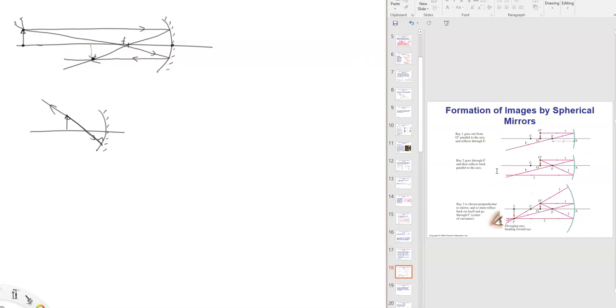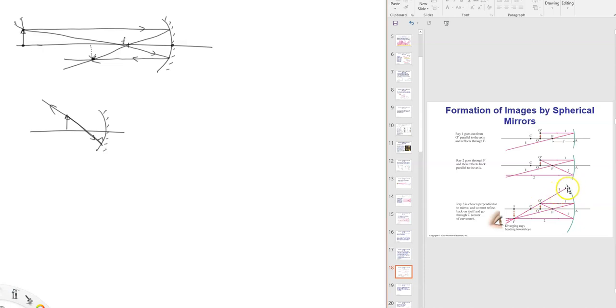So here's those diagrams one more time. Here's the object. Now this time we have placed it between the center and the focal point. Right, so we will draw a couple of diagrams in class. Goes parallel, reflect through F. The second one, number 2 here, goes through F, reflects parallel, and where they meet, this is where the image is going to be. Number 3, one that goes perpendicular to the mirror surface.